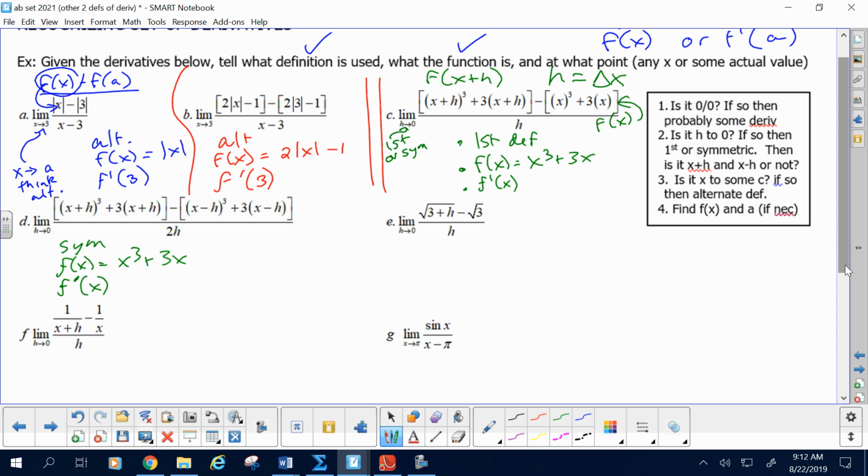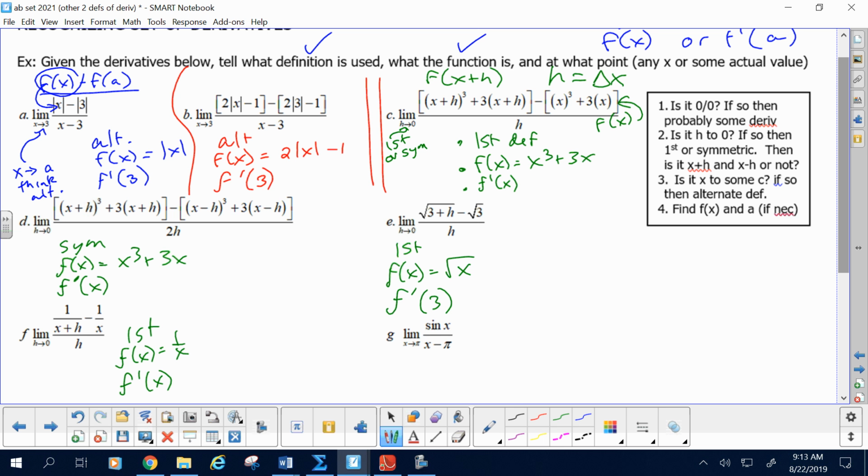Quickly, by everybody shouting it out. E, what definition? First definition. What's the function? Square root of x. And at a point or at an x? 3. Okay, excellent. F, what definition? First definition. What's the function? 1 over x. And at a point or at any x?